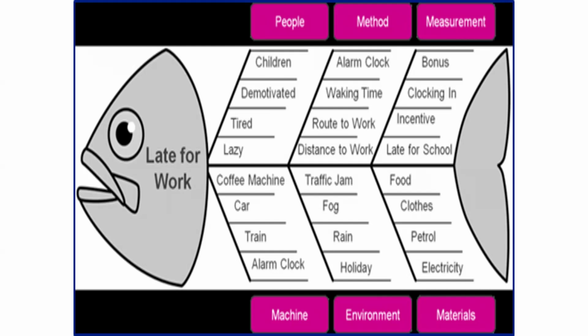Environment: traffic jam, fog, rain, holidays, inclement weather on holidays. So taxis will not be available on holidays, very few. Measurement: bonus, checking in, incentive, late for school. Then materials: food, clothes, petrol, electricity. So we will have six of these things involved as part of the accidents.